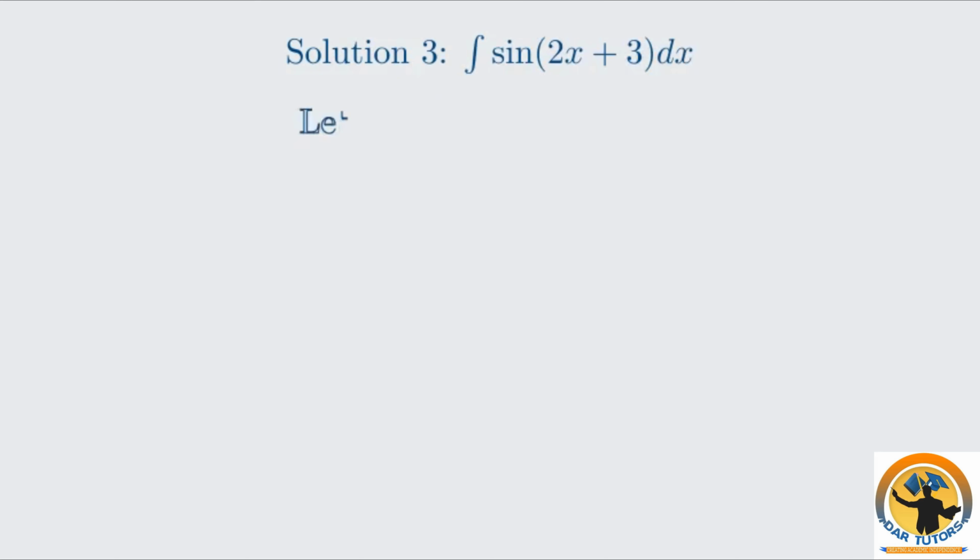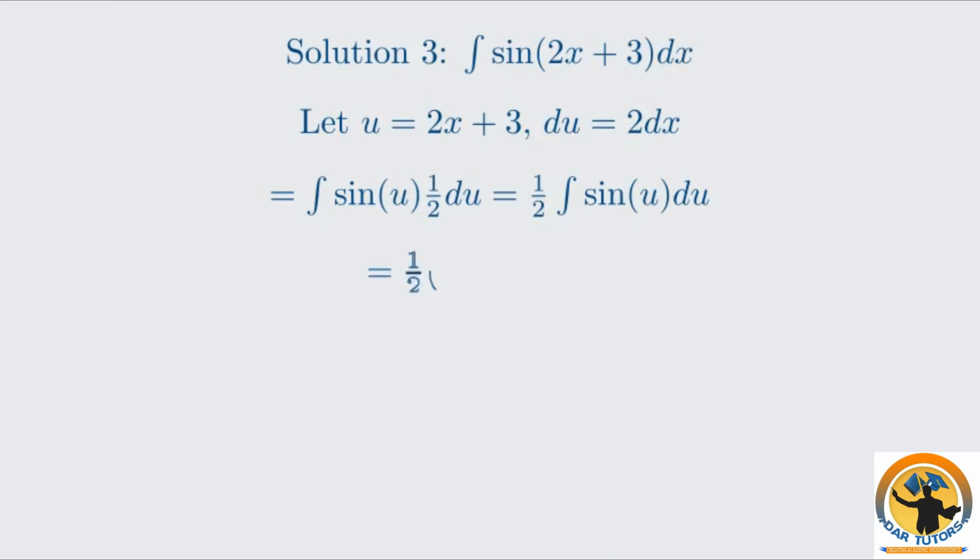Here is the solution to question 3. This is a simple substitution. The integral of sine of ax plus b is negative 1 over a times cosine of ax plus b. Here a is 2. So the integral is negative 1/2 cosine of 2x plus 3 plus c.